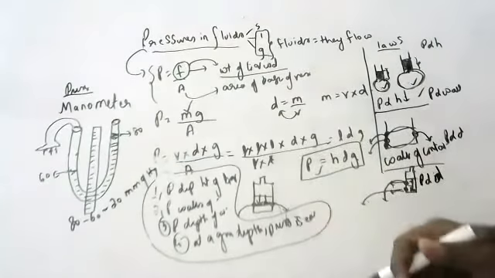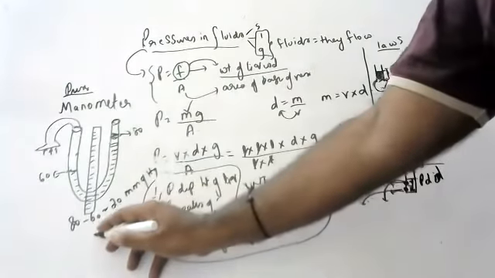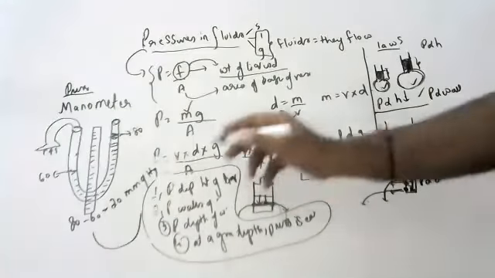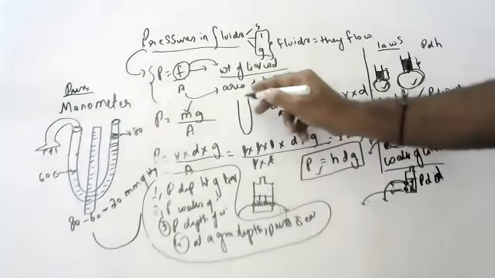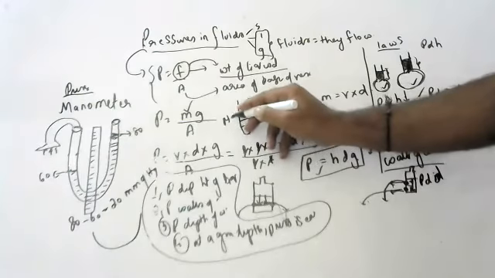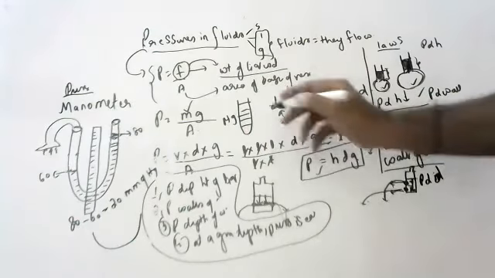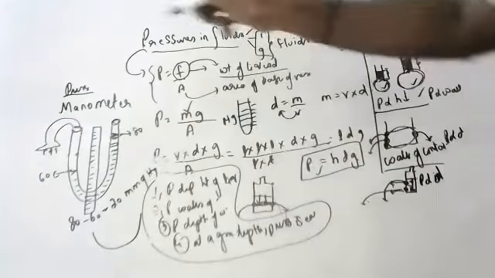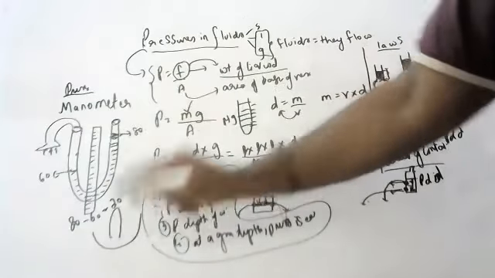If you want to measure air pressure, anyone knows? There is a simple experiment, children. Take a test tube filled with mercury. This is calibrated. Calibrated means there is a measuring scale. This you pour here, children.